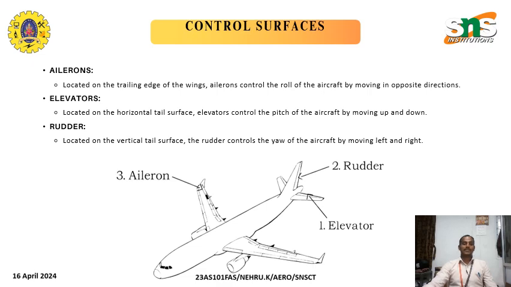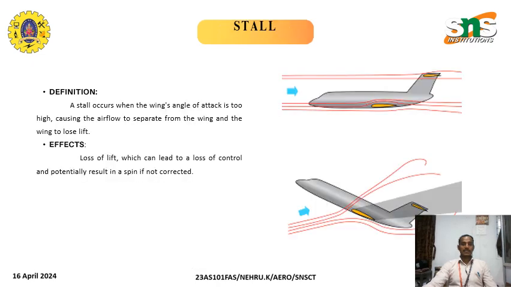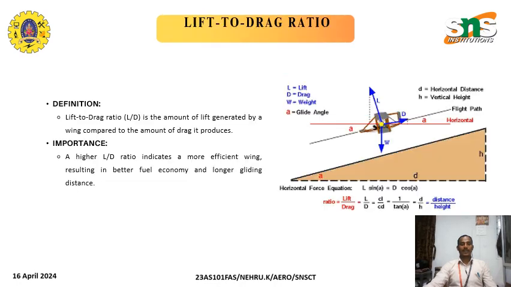Let us take control surfaces in aerodynamics. The aileron, elevator, and rudder. We know the main objective of these three primary control surfaces is to produce pitching, rolling, and yawing. Stall: a stall occurs when the wing's angle of attack is too high, causing the airflow to separate from the wing and the wing to lose lift force. The effect of the loss of lift can lead to loss of control and potentially result in spinning. It cannot be corrected during flight.